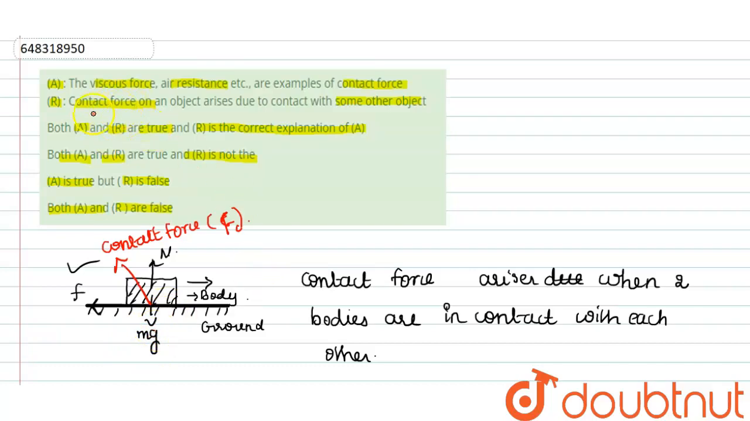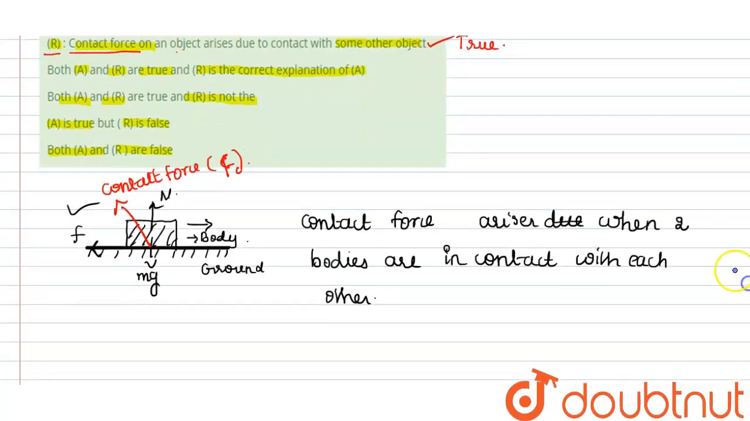So the reason is given: contact force on an object arises due to contact with some other object. This statement is correct. From the definition of contact force, we can easily say that the reason given is true. Next we have to check whether the assertion is true or not. It is given that viscous force and air resistance are examples of contact forces.